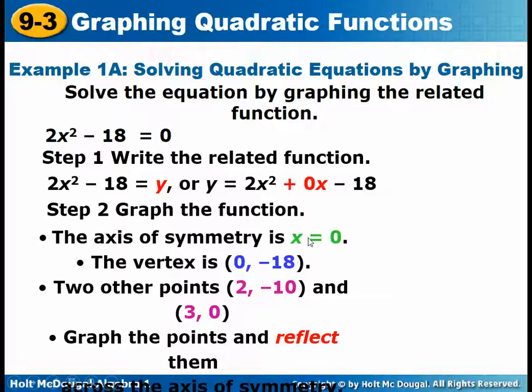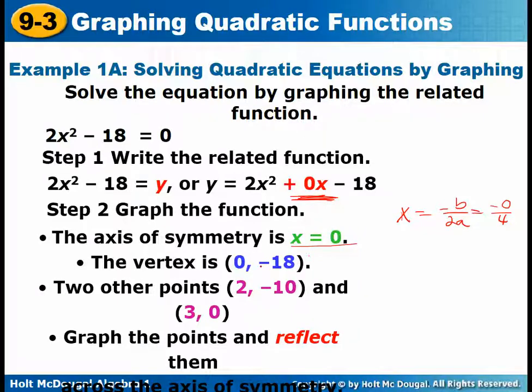So they found that the axis of symmetry is x equals 0. Because remember, the axis of symmetry is found by x equals negative b over 2a. And there was no b term, so they added plus 0x here. So b is 0, a is 2, but it doesn't even matter because 0 over anything is 0. So there's our axis of symmetry.